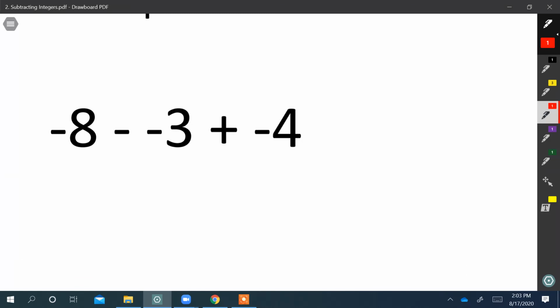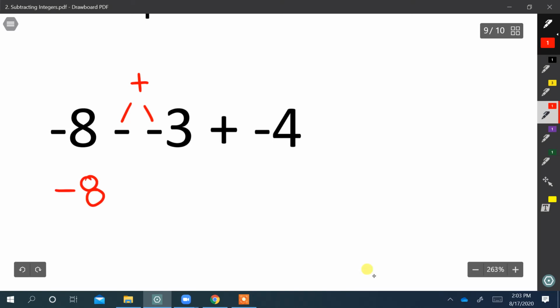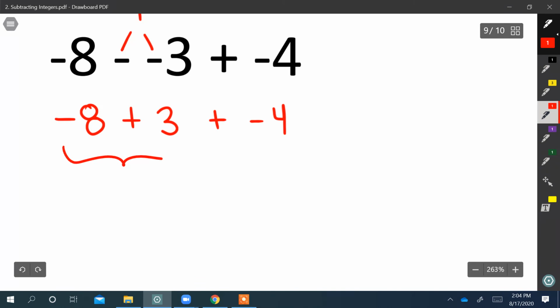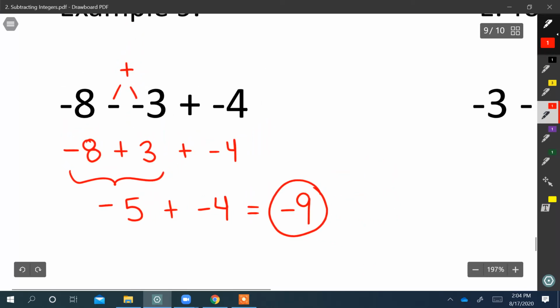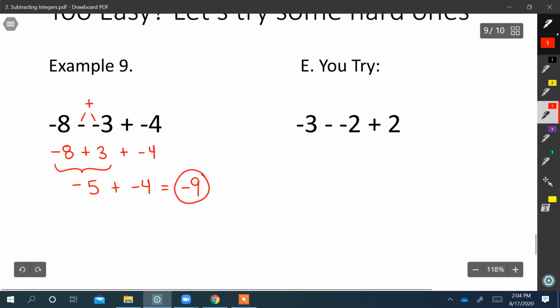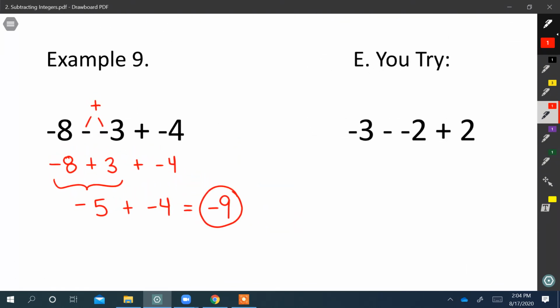Alright, so on this one, what I see in here is when I see two negatives like that, I always turn that into a positive. So I have negative 8 plus 3 plus negative 4. Now I have a bunch of pluses. So negative 8 plus 3, you have more negatives than positives, so you're going to get negative 5. Now add that to that negative 4, and you will get negative 9 as your final answer. Alright, make sure you try E.